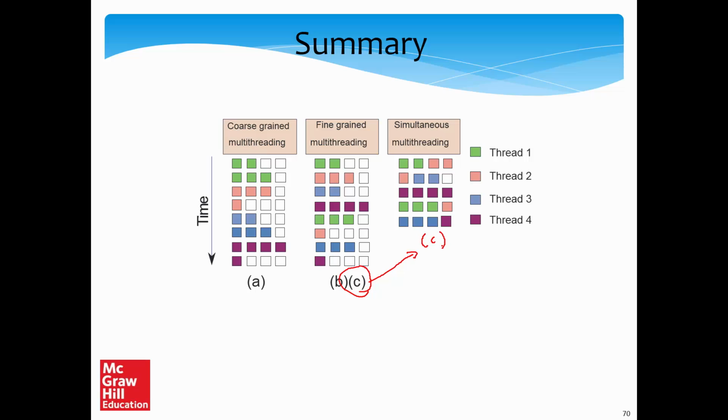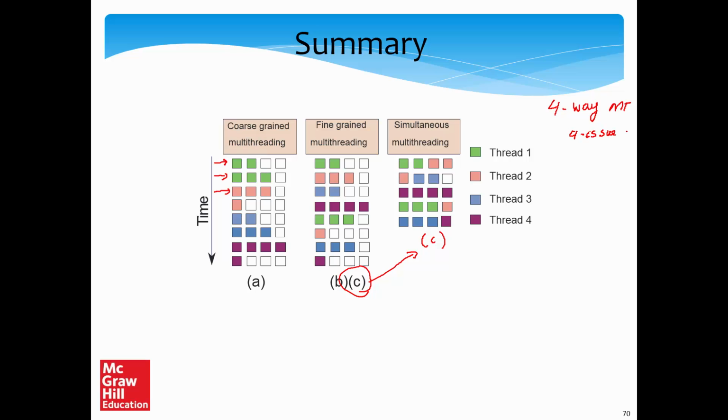So this diagram tells us almost everything we need to know about multithreading. Let's assume that the rows are time. So the rows are cycles: this is cycle 1, cycle 2, cycle 3, and time flows downwards. For each case we assume a four-way, four-issue multithreaded machine.